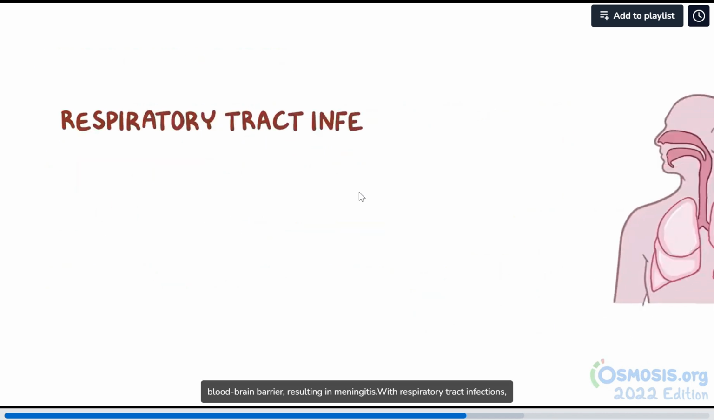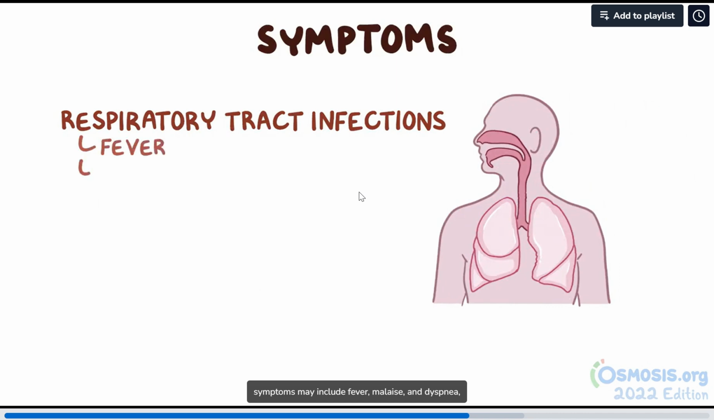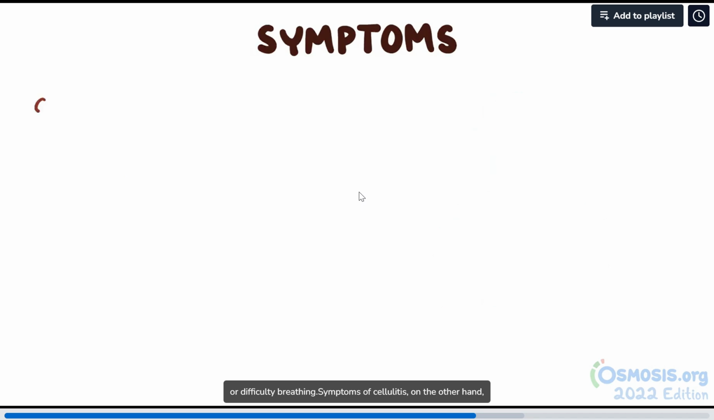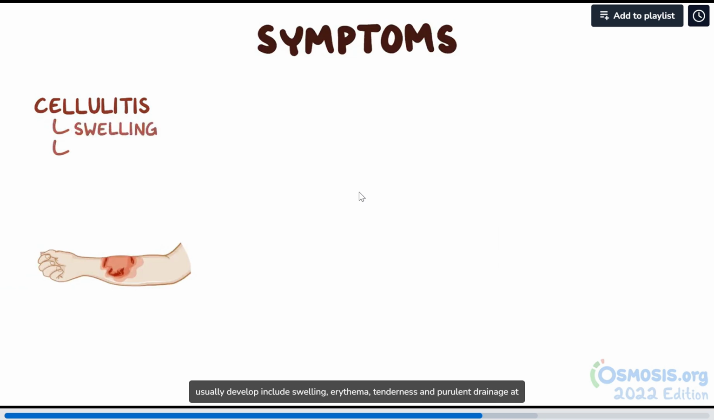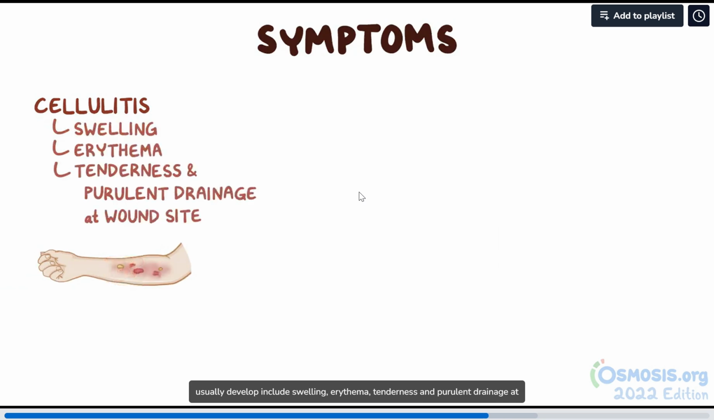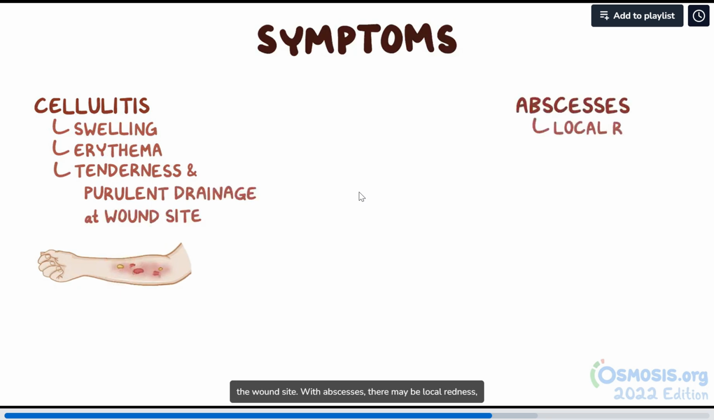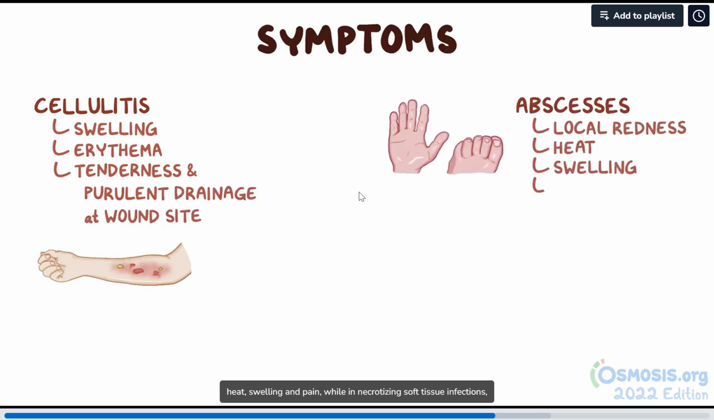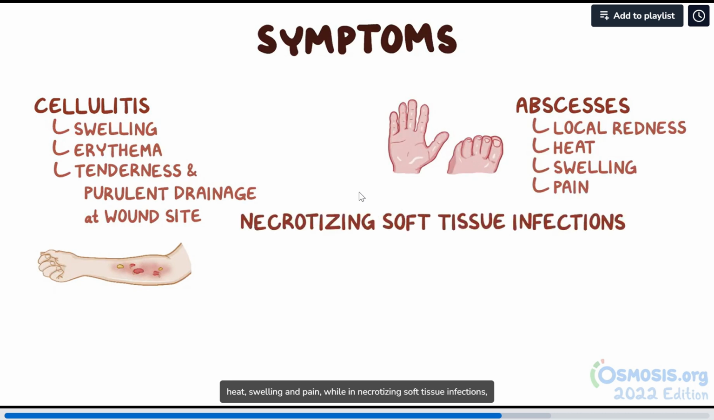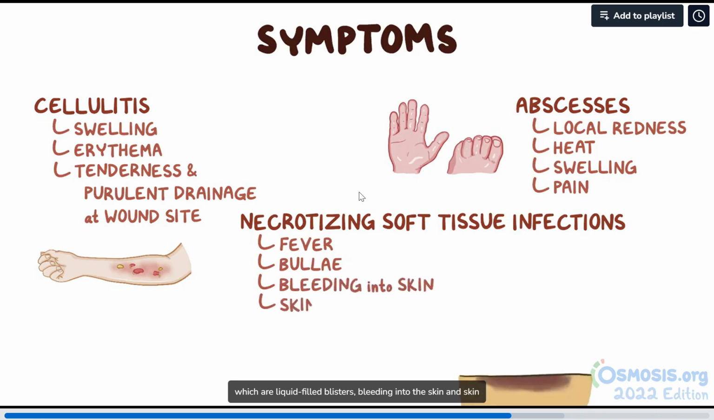With respiratory tract infections, symptoms might include fever, malaise, and dyspnea, or difficulty breathing. Symptoms of cellulitis, on the other hand, usually develop quickly, and they include swelling, erythema, tenderness, and purulent drainage at the wound site. With abscesses, there might be local redness, heat, swelling, and pain. While in necrotizing soft tissue infections, additional symptoms include fever, formation of bullae, which are liquid-filled blisters, bleeding into the skin, and skin necrosis.